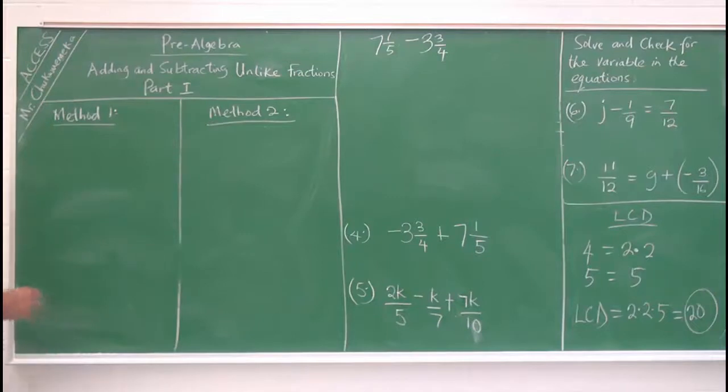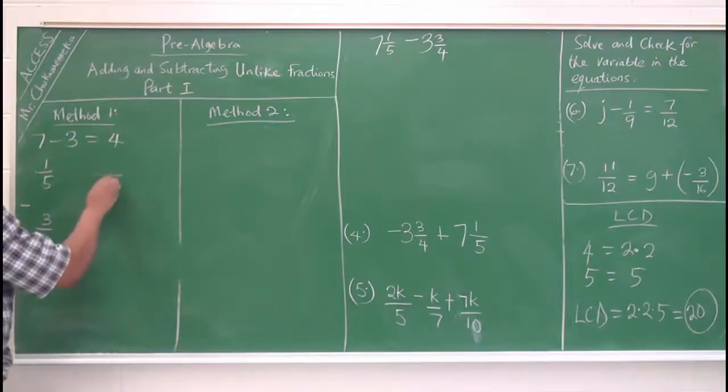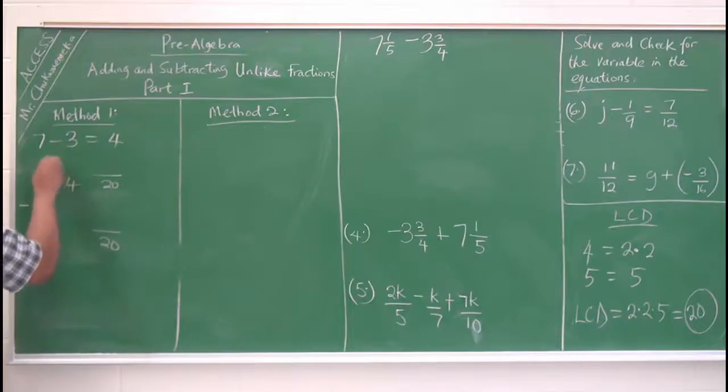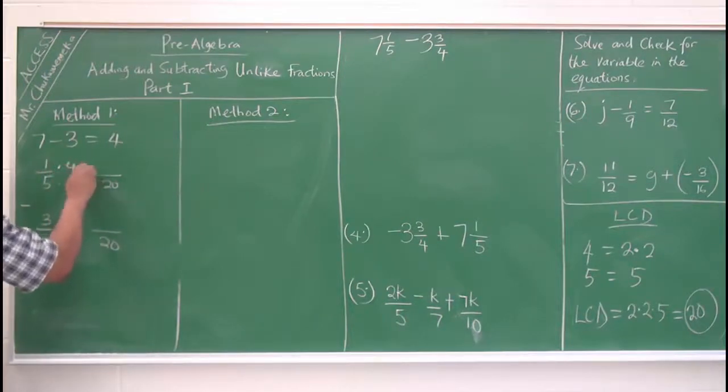Okay, so we do 7 minus 3. We do the integers first, method 1. Gives us 4. And then 1 out of 5 minus 3 out of 4. So LCD here is 20. This is 5 times 4. So this will be 1 times 4. So this will be 4 out of 20. Here this is 4 times 5, 3 times 5. Which will be 15 out of 20.